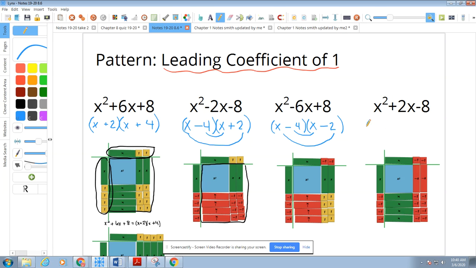And finally, in this example, again, x squared factors into x and x. And what factors of negative 8 will add up to 2x? Well, this time it's going to be plus 4 and negative 2, because positive 4 times negative 2 makes negative 8. But when we do our outer and inner terms, negative 2x plus 4x gives us the positive 2x. And this is what it looks like with our algebra tiles.